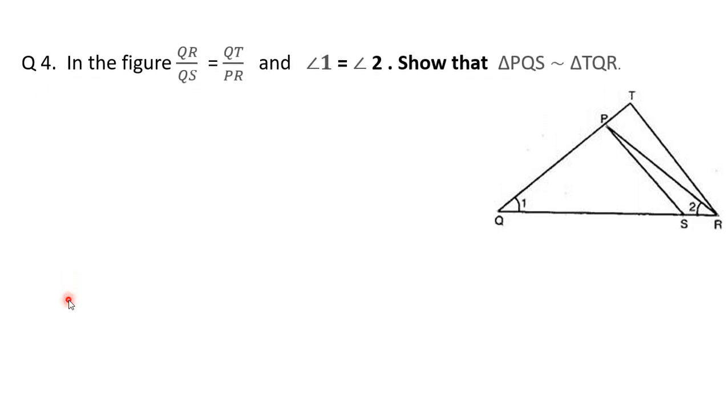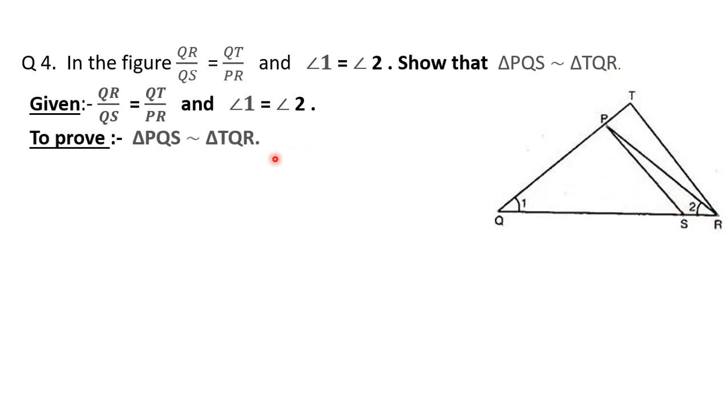So question number 4 says, in this figure, QR upon QS is equal to QT upon PR and angle 1 is equal to angle 2. Show that triangle PQS is similar to triangle TQR. By this figure, we are given QR upon QS is equal to QT upon PR and angle 1 is equal to angle 2. And we have to prove triangle PQS is similar to triangle TQR.